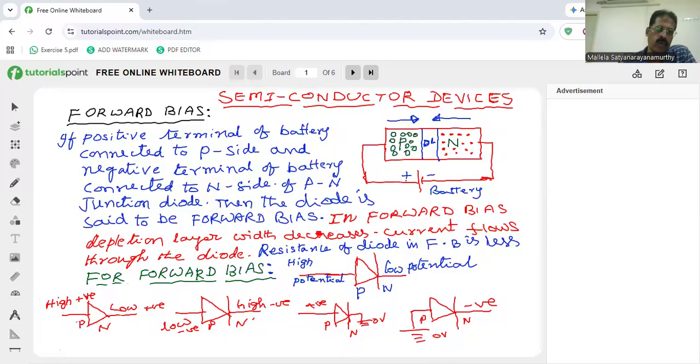Hi everybody, good evening. Today I want to explain Semiconductor Devices Part-2. That means forward bias, reverse bias of PN junction diode, Zener diode, VI characteristic curves, and half wave and full wave rectifiers. So now, forward bias.